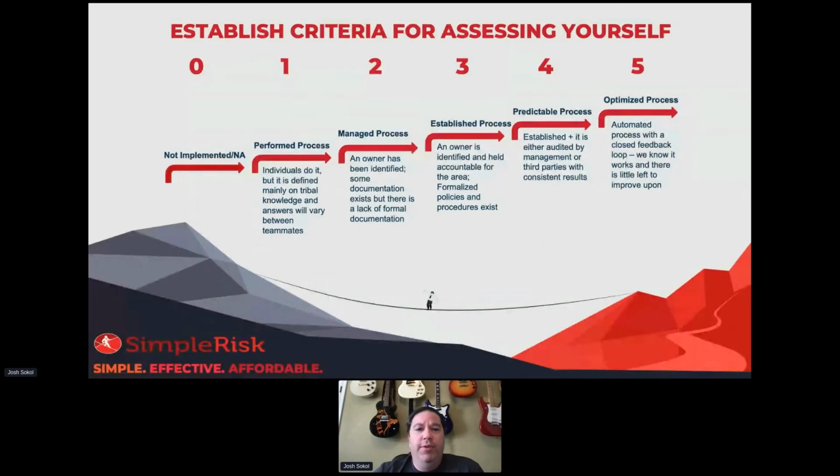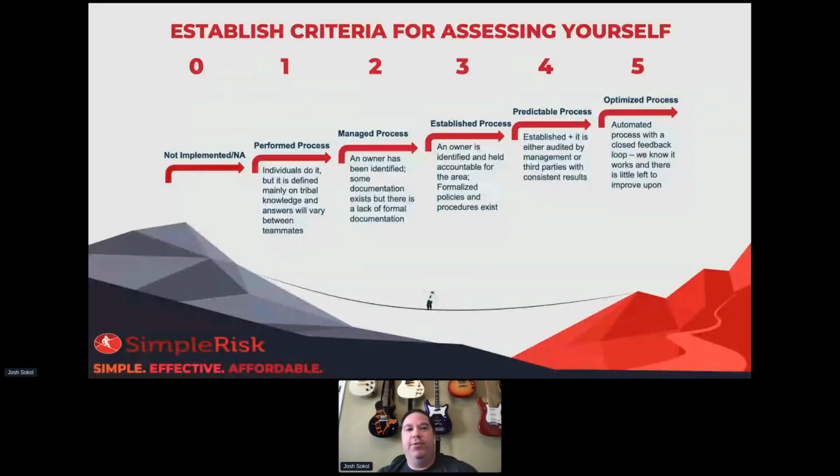But I think the really important thing to note here is that most organizations won't ever have all, or probably even most, of their controls at levels 4 or 5. If you look at the description, level 4 says not only have we done everything that is established or below, it's either audited by management or third parties, and you have consistent results, right? So you have auditors coming in, looking at all of the processes that you've created. They're saying, yes, this is working, this is good, and your results are consistent. That's a big thing, right? To get to that point, that's a big ask.